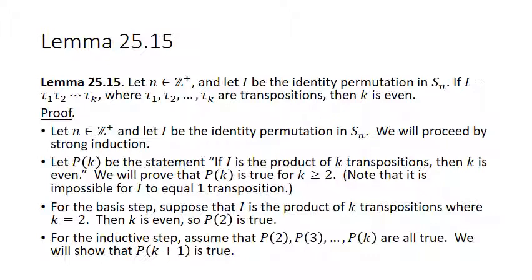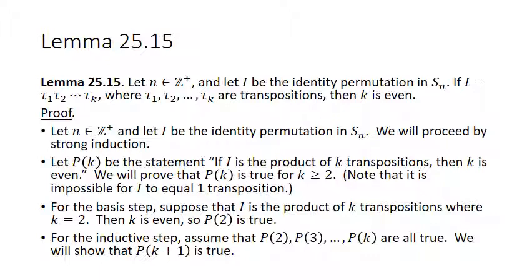Okay, so we start by letting n be a positive integer and let I be the identity permutation in Sn. Then we're going to proceed by strong induction. So here's the statement that we're going to use for the induction. So let P of k be the statement, if I is the product of k transpositions, then k is even. So that's what we're going to try to prove, and we're going to try to prove that that is true for all values of k greater than or equal to 2. So just note here that we don't actually need to prove this for k equals 1 because it's impossible for the identity to equal 1 transposition. One transposition always moves or permutes 2 elements, so that wouldn't be the identity.